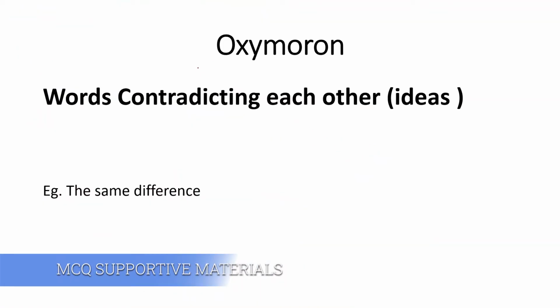Let us move to the next. Oxymoron. Words that are contradicting each other, or whose ideas are contradictory in nature. One general example: the same, difference. Look at the contradiction here. Same, the difference. So when we use verses like this, contradicting each other in their idea, we call it oxymoron.